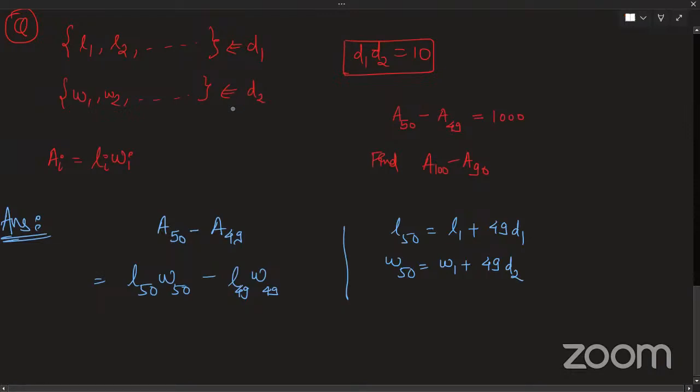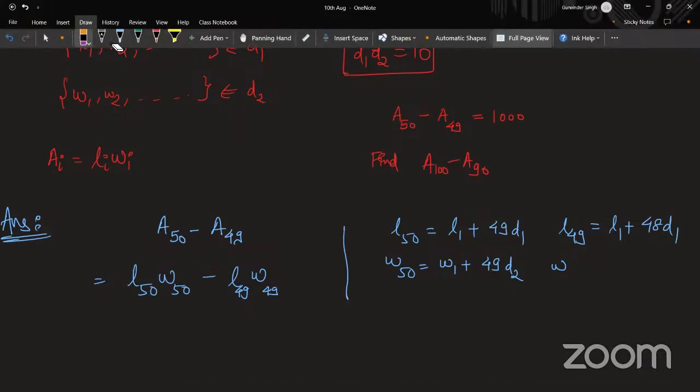Similarly, what will be my L49? L1 plus 48 D1, right? And what will be my W49? W1 plus 48 D2.